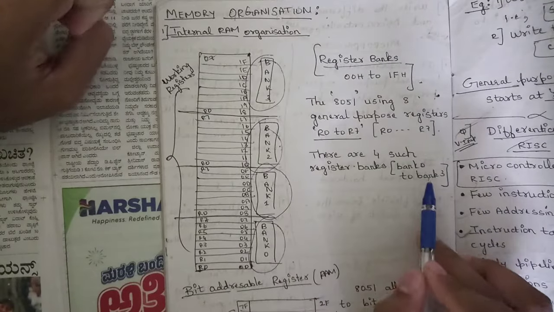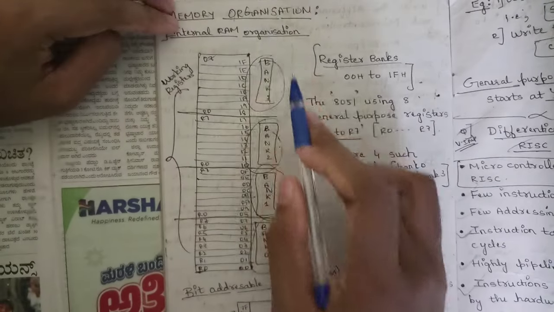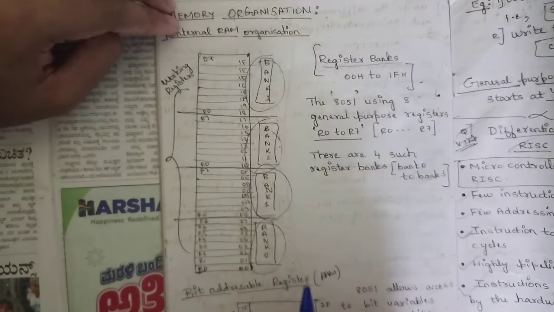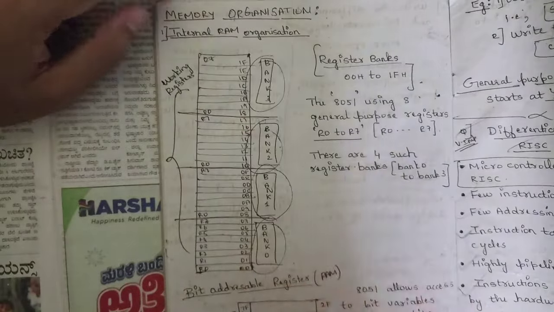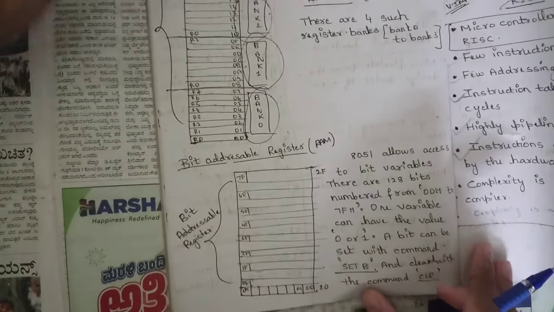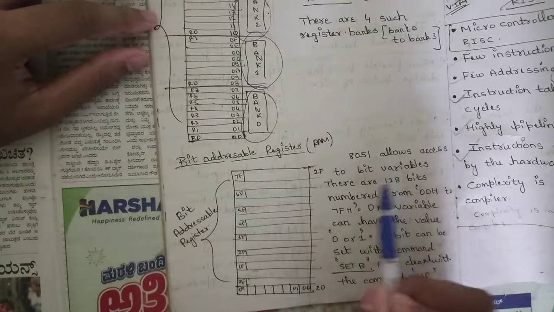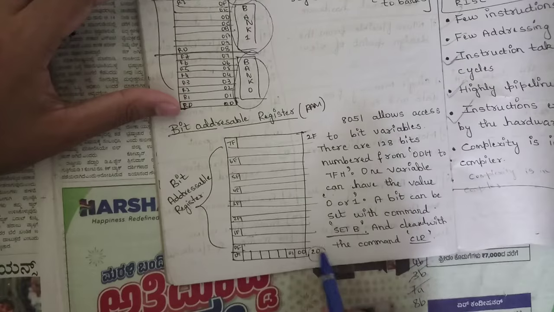There are 4 such register banks, that is bank 0 to bank 3, and together each bank consists of 8 general purpose registers, and this set is called the working register. And the second part is the bit addressable register. Okay, and it consists of the values of 20.